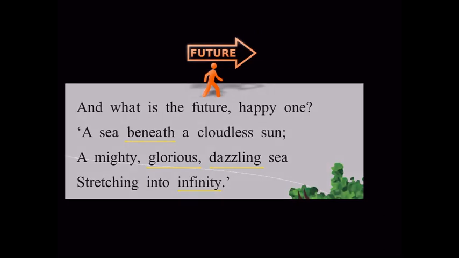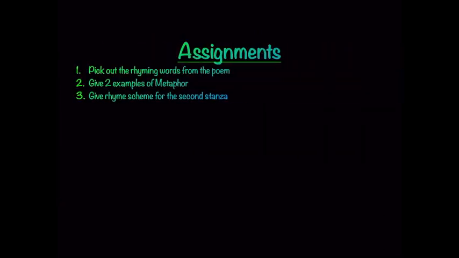Now, on your screens, you will find some assignments that you need to complete. The first assignment is you have to pick out the rhyming words from the poem. The second assignment is you have to give 2 examples of metaphor. Students, I hope you remember the different figures of speech that we did last year. Metaphor is a figure of speech.